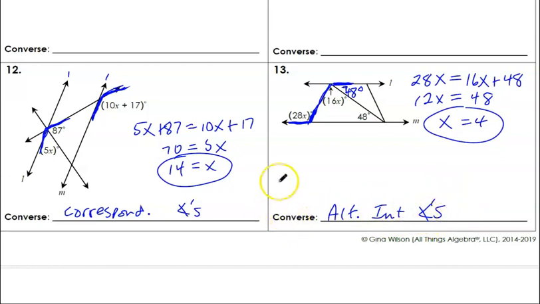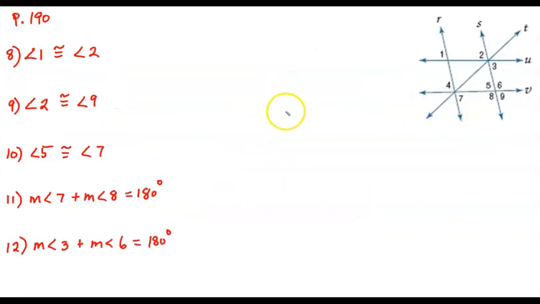All right, now let's jump over to the problems in your textbook. Okay, I'm going to do 8 through 15 on page 190, and we're looking at this figure here in the top right corner. So let's get started with angles 1 and 2. Angles 1 and 2 are on the same transversal. Here's our transversal U, and it's cutting through lines R and S.